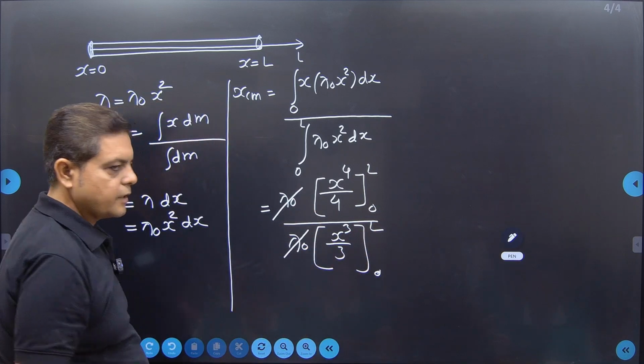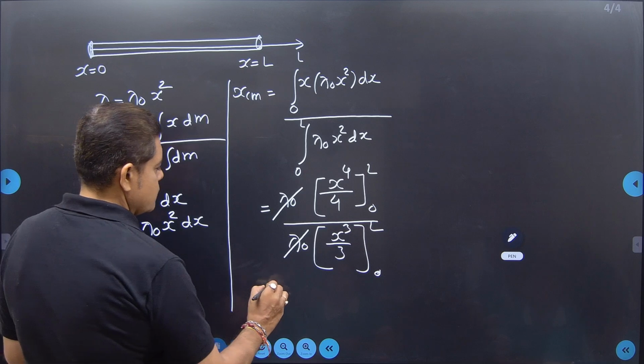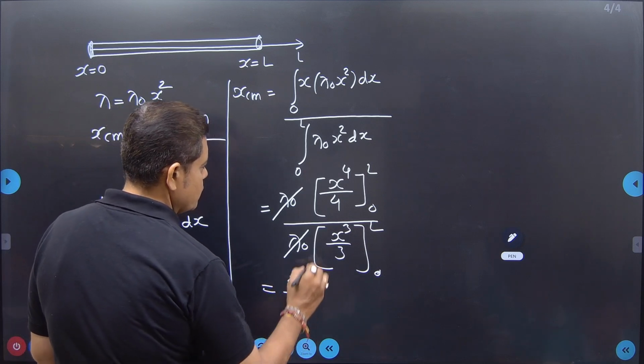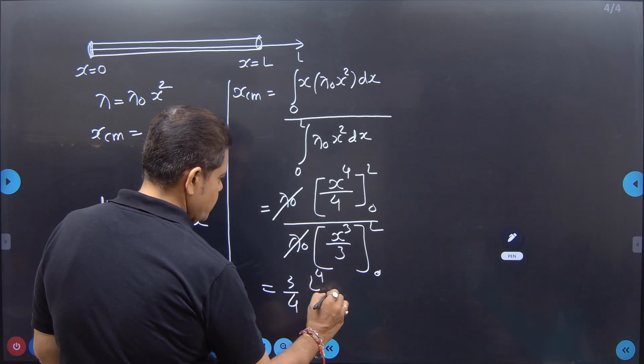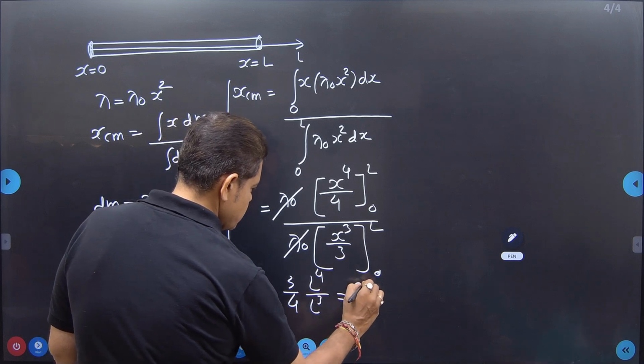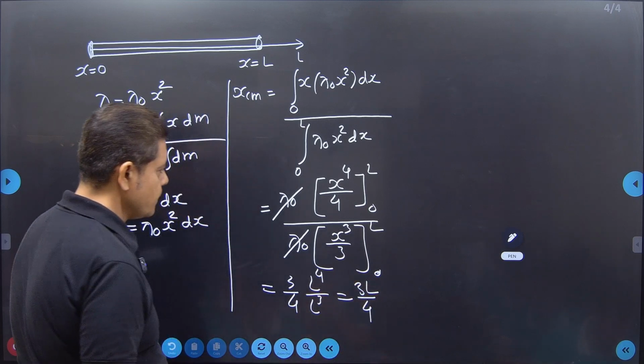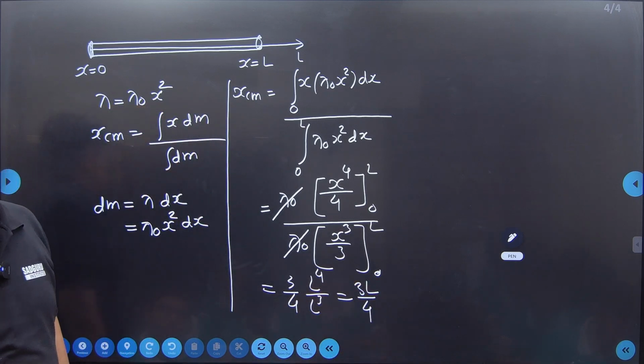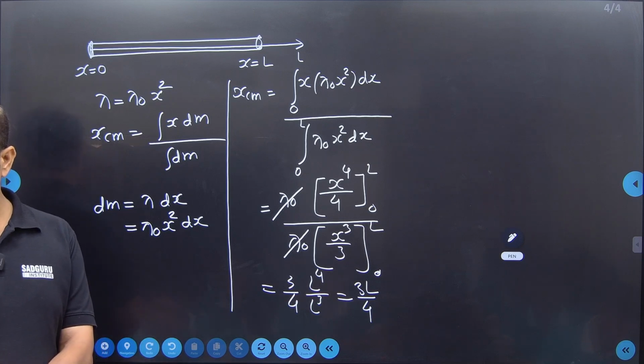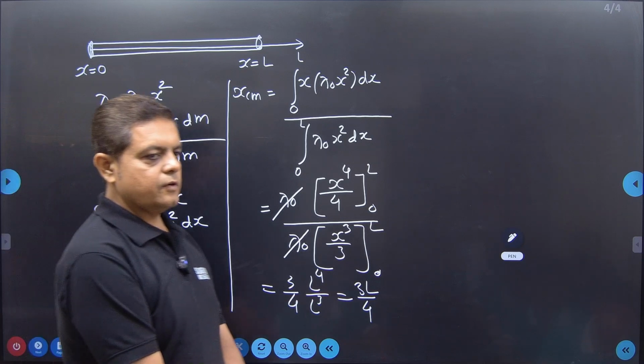Lambda naught cancels. So it is 3 by 4, L raised to 4 by L cube. So 3L by 4. Okay, so x is equal to 3L by 4, the position of the center of mass for this.